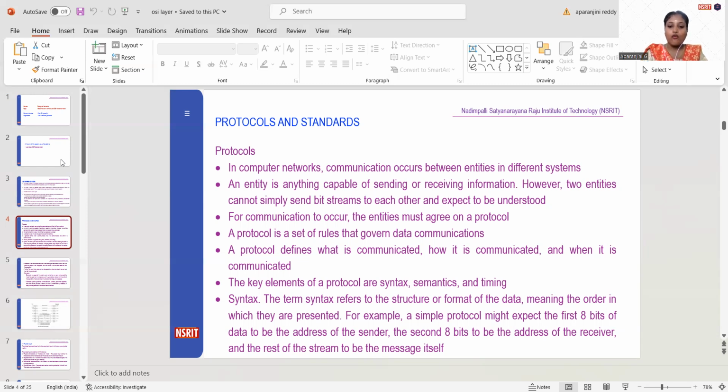The key elements of a protocol are syntax, semantics, and timing. The term syntax refers to the structure or format of the data, meaning the order in which they are presented. For example, a simple protocol might expect the first 8 bits of data to be the address of the sender, the second 8 bits to be the address of the receiver, and the rest of the stream to be the message itself.